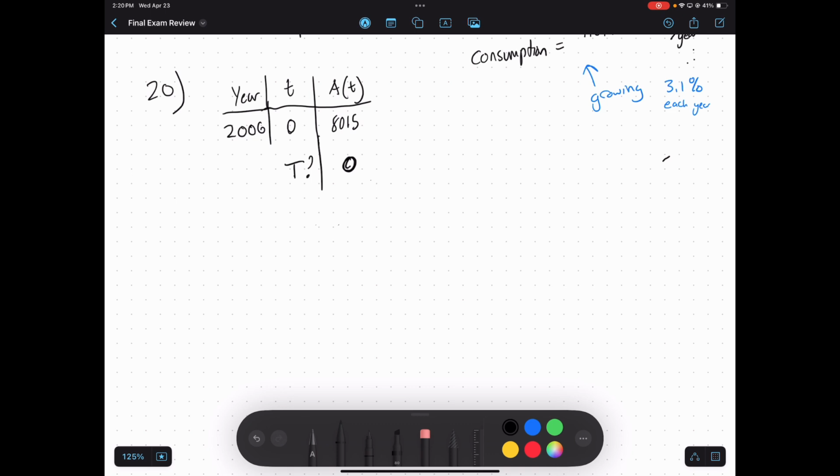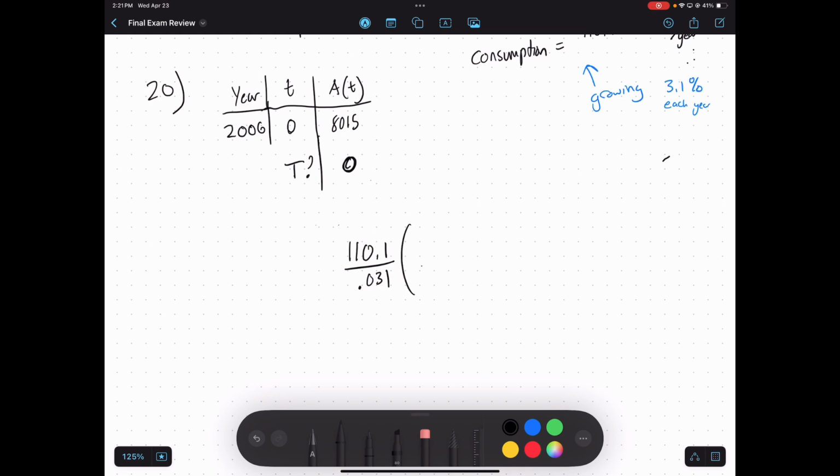But let's see. In that same year, right? So, okay. So I guess the idea behind this is we want to say, okay, my yearly amount that I consume is 110.1. But this is growing by 0.031. So that's my rate.